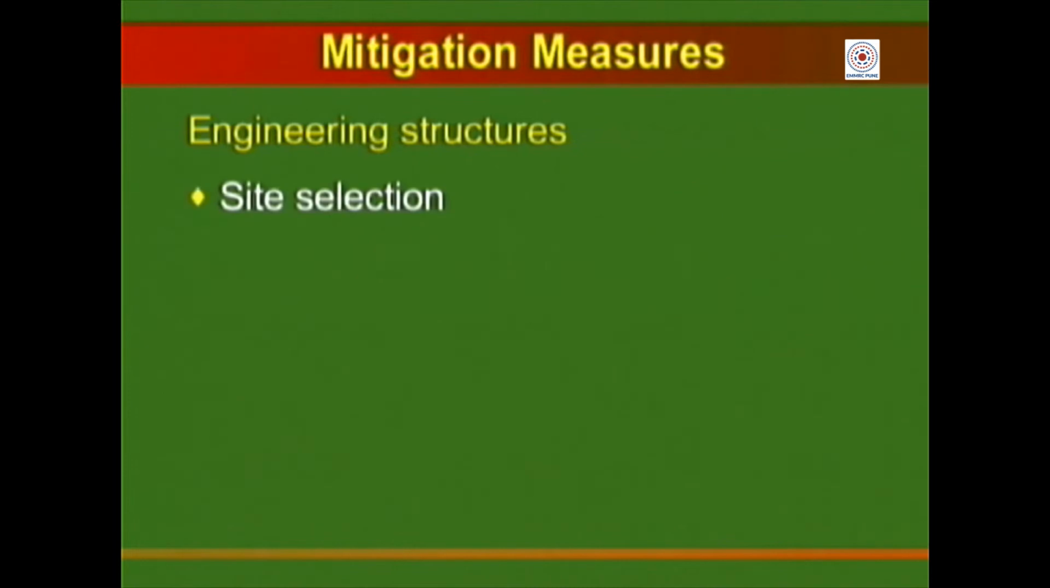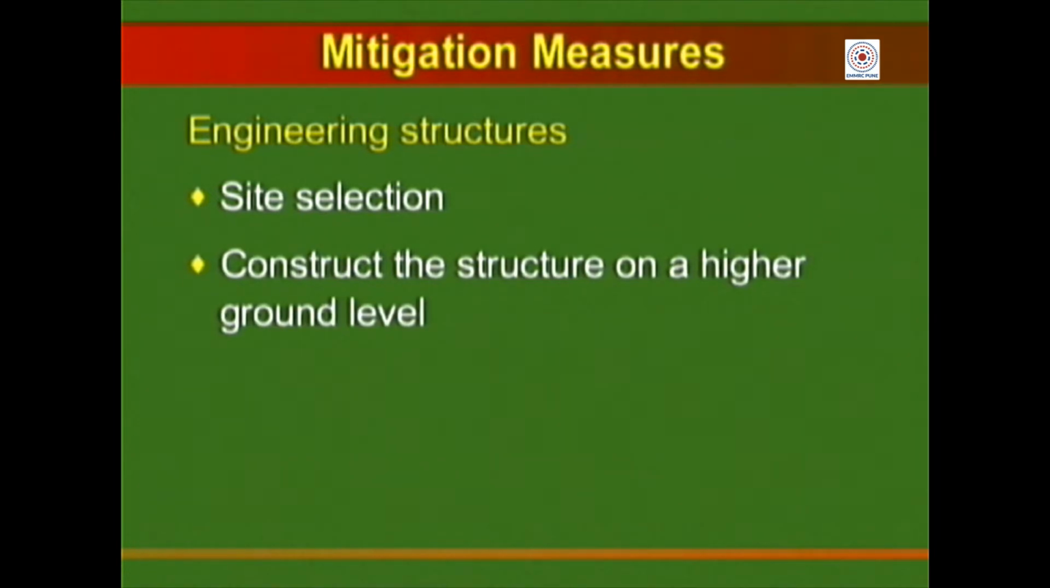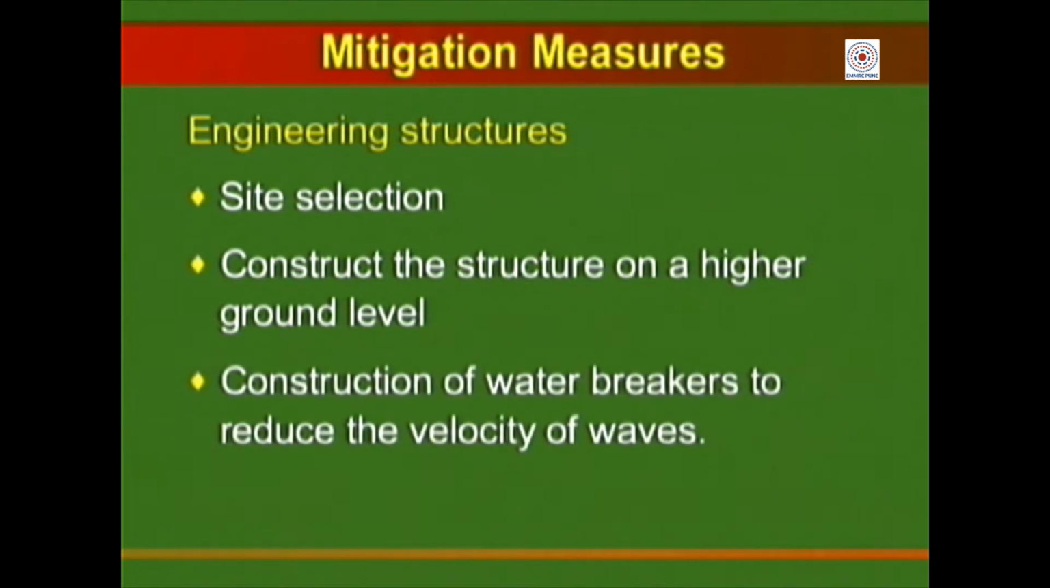Engineering structure, site selection: you have to see what sites you must select for construction of the houses and whatsoever infrastructure you are developing in the area. Construction of the structure at the higher ground level, so that even if the tsunami tides are coming, at least your houses are not going to be impacted by the tsunami waves. Construction of water breakers to reduce the velocity of waves. You can have some sort of vegetation or breakers you can provide, so that the velocity of the waves can be reduced substantially.